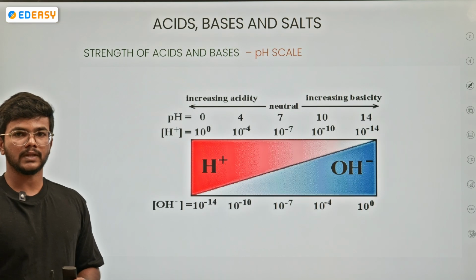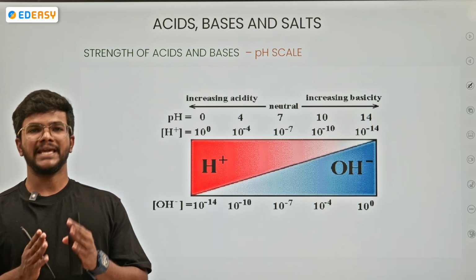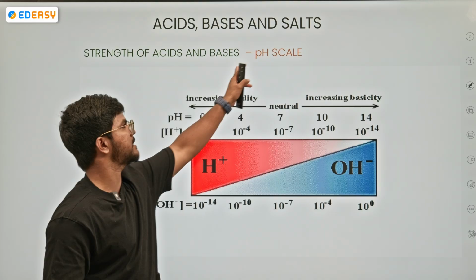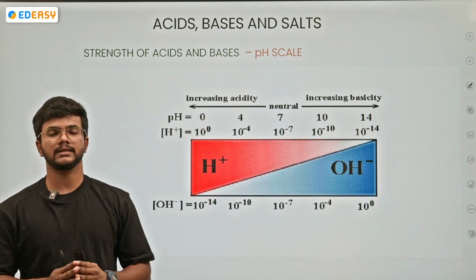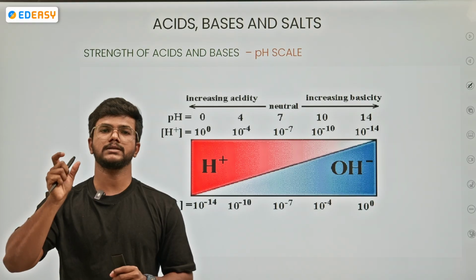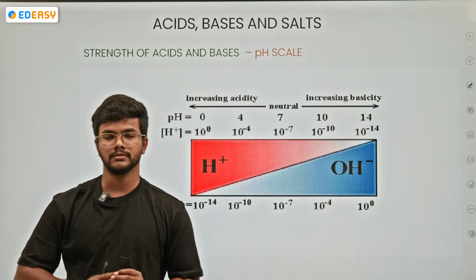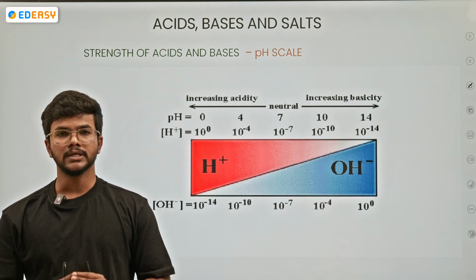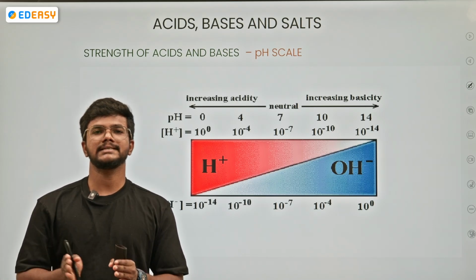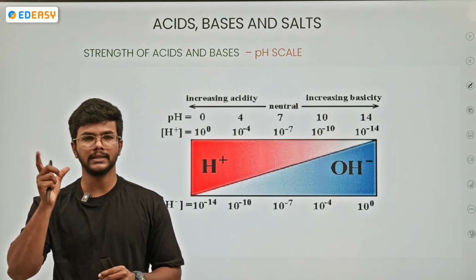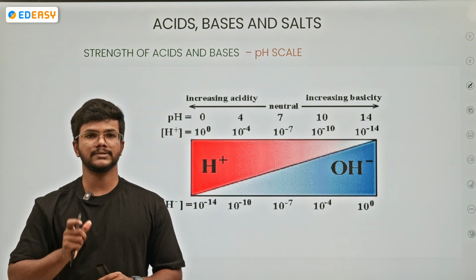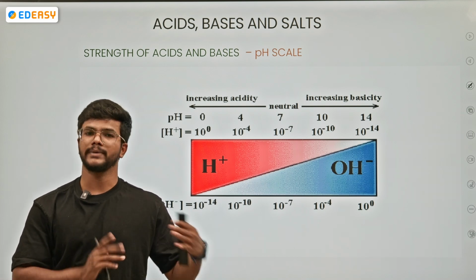Okay, so what is pH? What is the meaning of this pH? The full form of pH is potential of hydrogen. So what is hydrogen? In acids and bases, you can find a common thing, the hydronium ion. That hydrogen is responsible for the strength of the acids or bases.